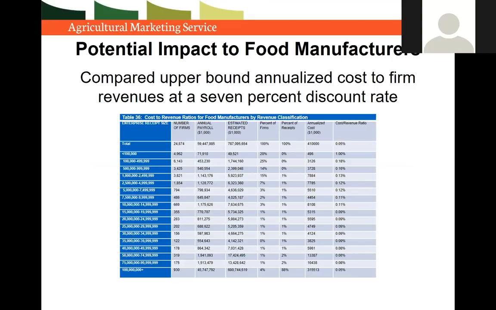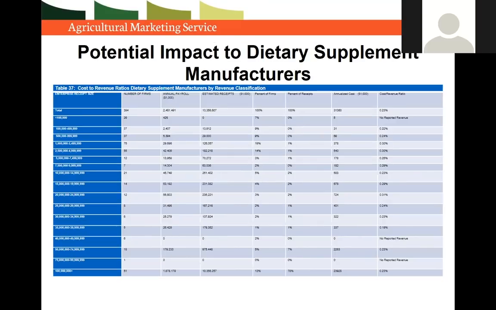Now, we evaluated whether the rule was likely to have a significant adverse effect on small businesses or any other business size by looking at the ratio of costs to revenue for the affected industries. To ensure that we did not miss any potential adverse effect, we used the upper bound annualized cost and a 7% discount rate, which results in higher annualized cost estimates than the 3% rate. We compared the costs for an individual revenue category to the total revenue of all firms in that category to obtain a ratio of cost to revenue.